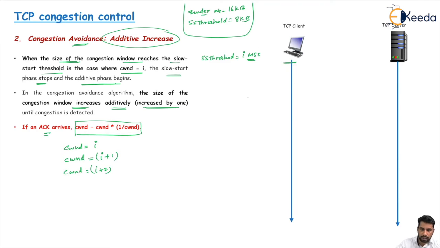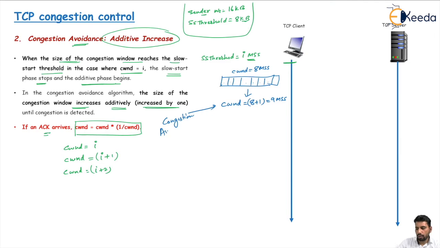If we come here, for example, the congestion window size was equal to 8 MSS, and we send the 8 MSS. This time the congestion window size is equal to 8 plus 1, which means 9 MSS, and from here the congestion avoidance phase starts.